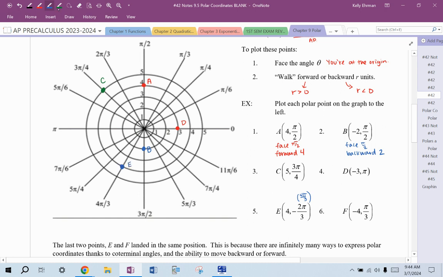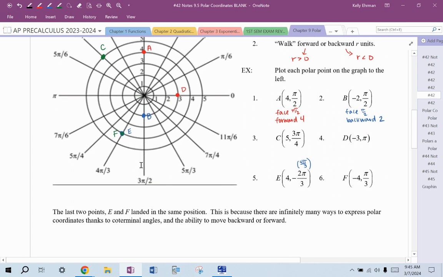And then for point F, if I face pi over 3, but then I walk backward 4 units, I'm on this line. See how this line goes from pi over 3 down through to 4 pi over 3? So I'm facing pi over 3, but I'm walking backward 1, 2, 3, 4. So I just landed in the same place as I landed for E.